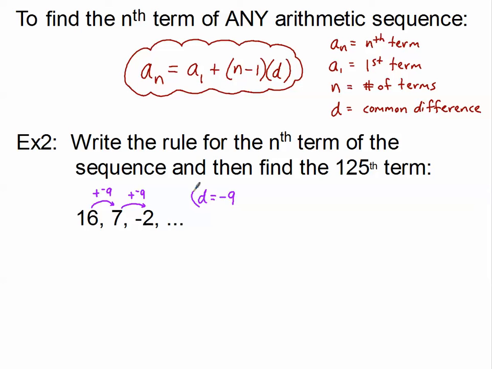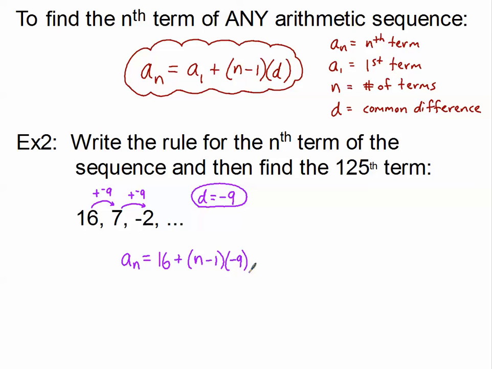Remember that we're always going to be adding d. So watch out if it's a positive or if it's a negative. Okay, so a sub n, I'm just plugging right into this formula, will be a sub 1, which we know is 16 since that's the first term, plus the number of terms take away 1, n minus 1, times d, which is negative 9 in this case. So this is my rule for my nth term.